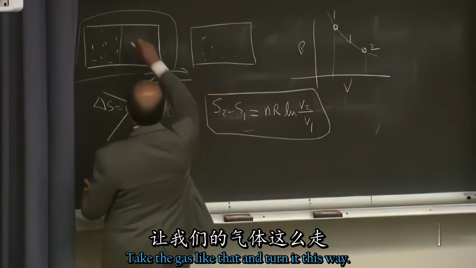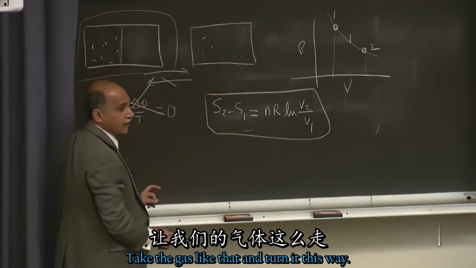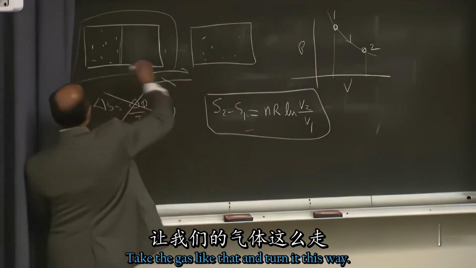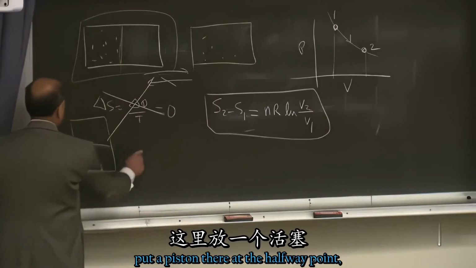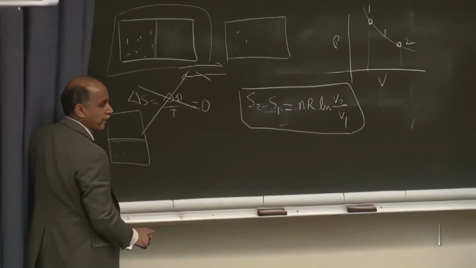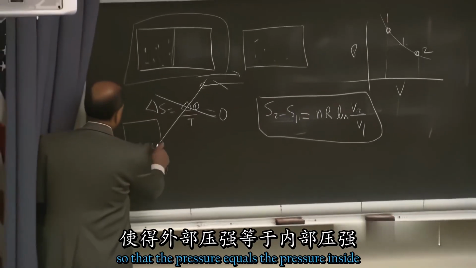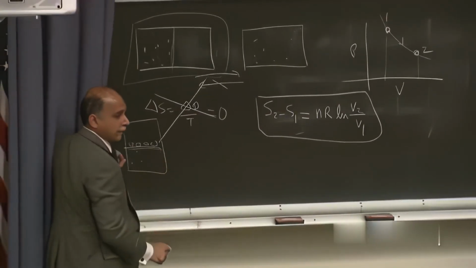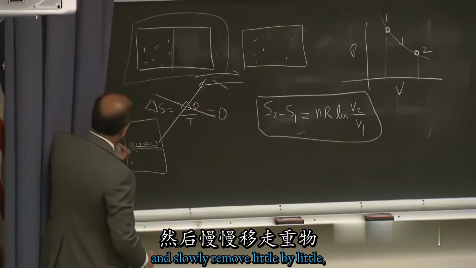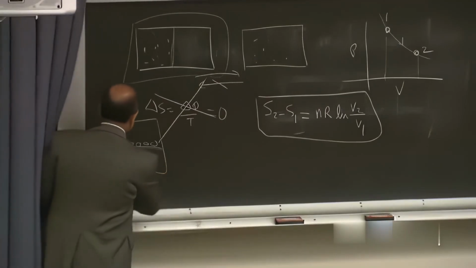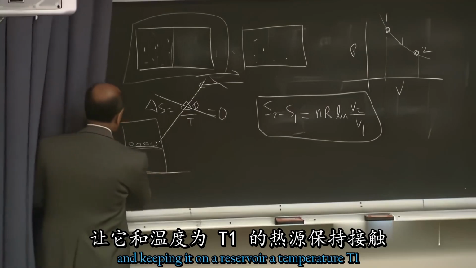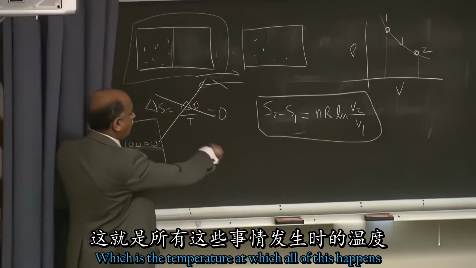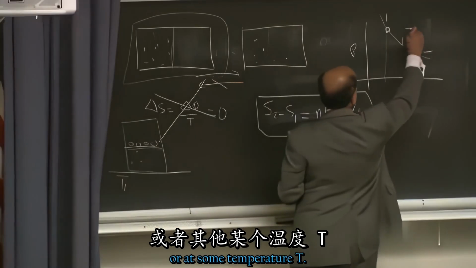Take the gas like that and turn it this way, if you like, just for convenience. Put a piston there at the halfway point. Put some weights on it so that the pressure equals the pressure inside. And slowly remove them little by little, keeping it on a reservoir at temperature T1, which is the temperature at which all of this happened, or at some temperature T.